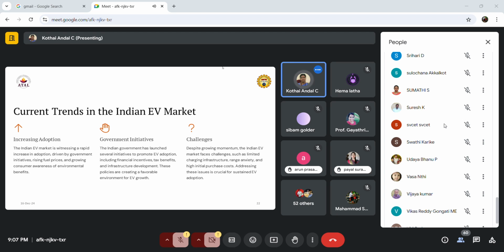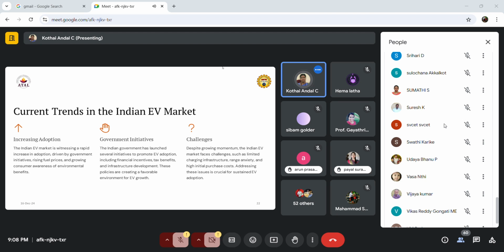So, current trends in the Indian EV market. We can discuss it from three points of view. Adoption is increasing, because of the rapid increase in adoption and the government also taking some initiatives. Then we know that the fuel rates, petrol and diesel, are also increasing day by day. Then consumer awareness also: now if people are going to buy a car, they have started thinking whether to go with a pure IC engine, hybrid mode, or pure electric mode. That much awareness has been created among the people.